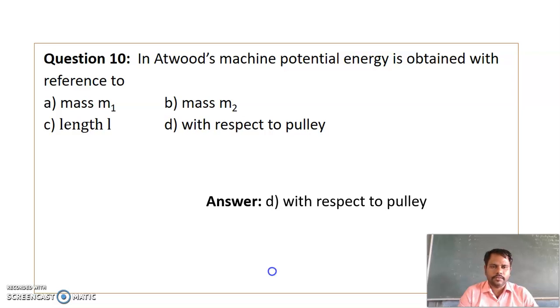So in this session, we have seen yet another application of Lagrangian equation for Atwood's machine.